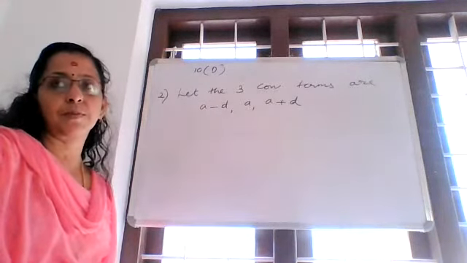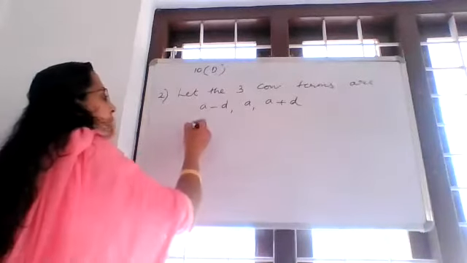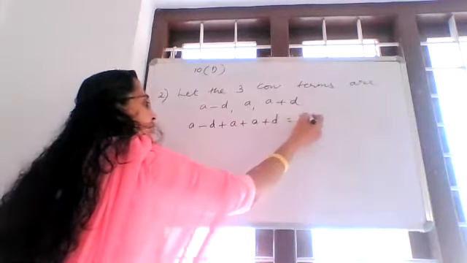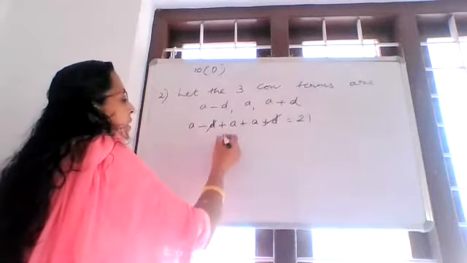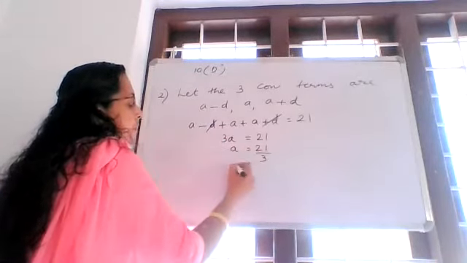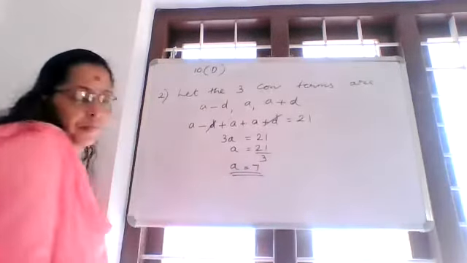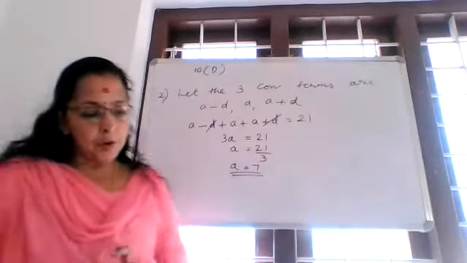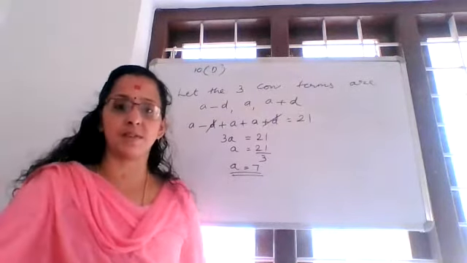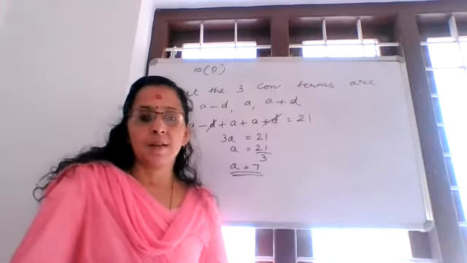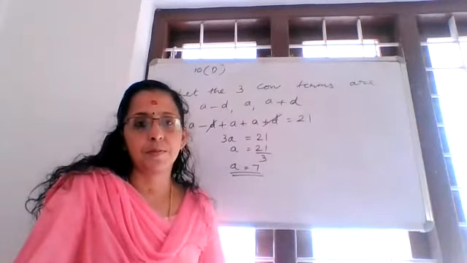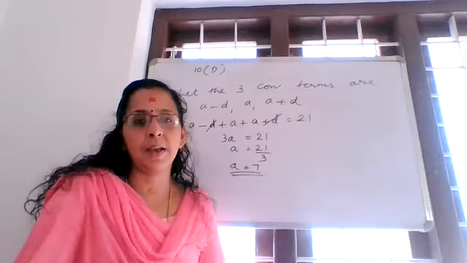So how can we write this? Sum: a minus d plus a plus a plus d is equal to 21. The d cancels, the same as the first question. So 3a is equal to 21, and a is equal to 7. Next condition is what? Sum of their squares is 165. What is the meaning of that? (a minus d) whole square plus a square plus (a plus d) whole square is equal to 165.